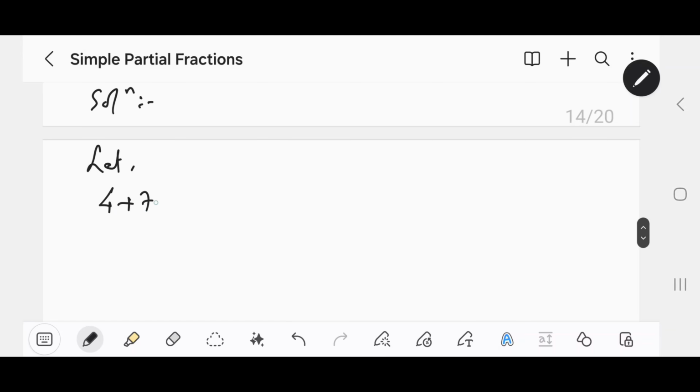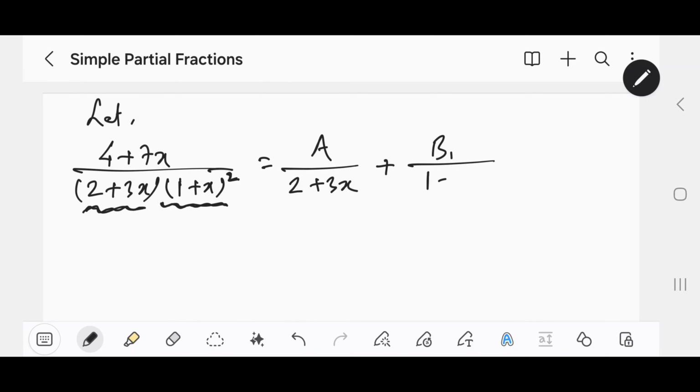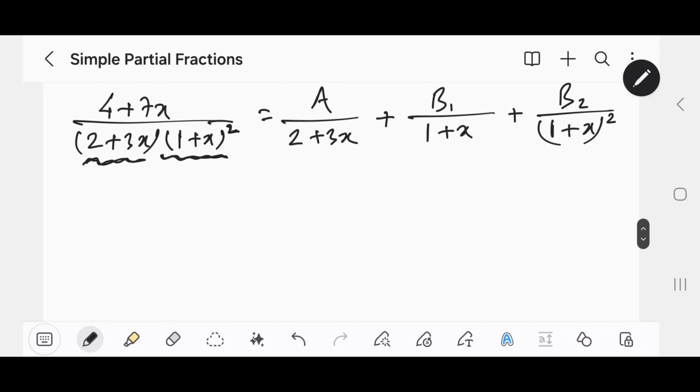Let 4 plus 7x by 2 plus 3x by 1 plus x whole square is equals to 2 plus 3x, linear non-repeated factor. So corresponding partial fraction of 2 plus 3x can be supposed as a by 2 plus 3x, and we have second term which is repeated algebraic linear factor. That's why corresponding partial fraction to 1 plus x square will be, let's say, b1 by 1 plus x and b2 by 1 plus x whole square, right?